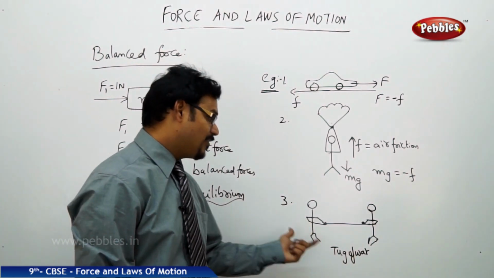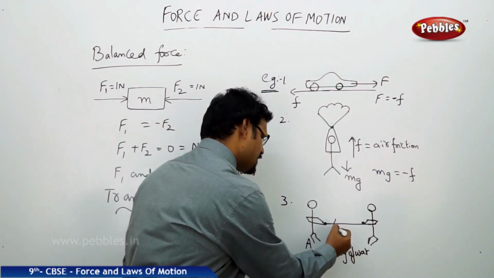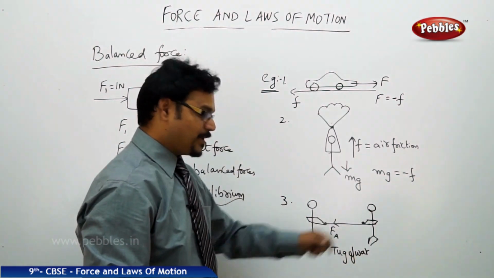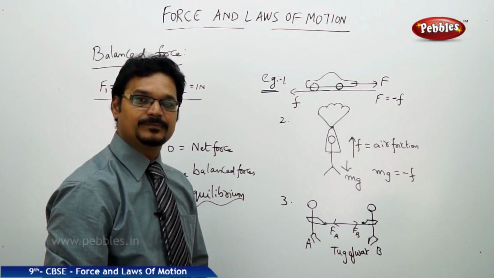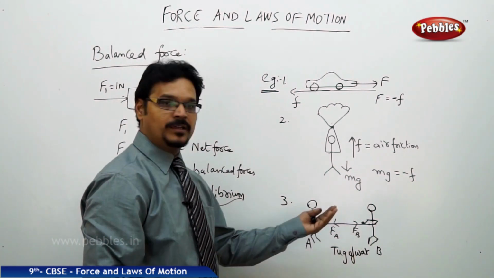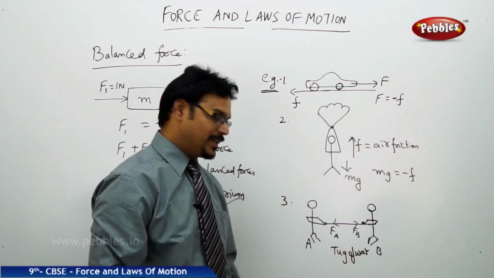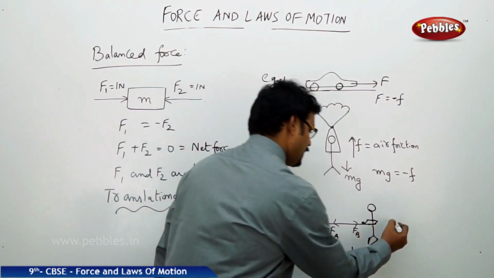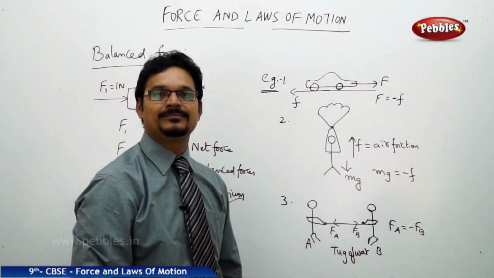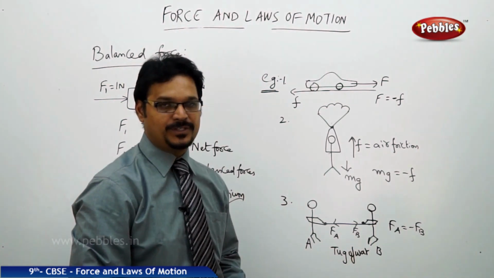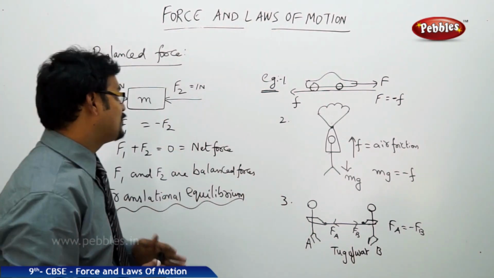See the third example, tug of war. Person A is applying the force towards him. Say the force is Fa. Person B is also applying the force towards him. Say the force is Fb. If Fa is more, then person B moves towards the left side. If Fb is more, person A moves towards the right side. If both are equal, then both persons are in the same state. And Fa and Fb are called balanced forces, and it is in translational equilibrium. So in that way, we have many examples to understand balanced force.